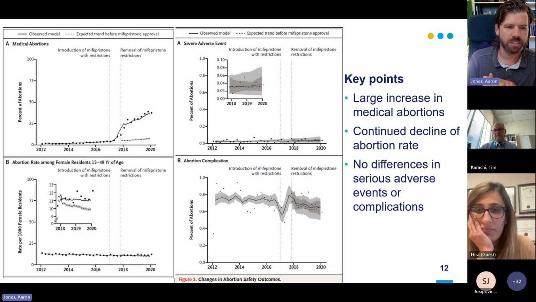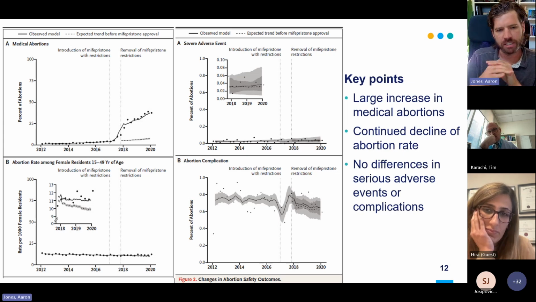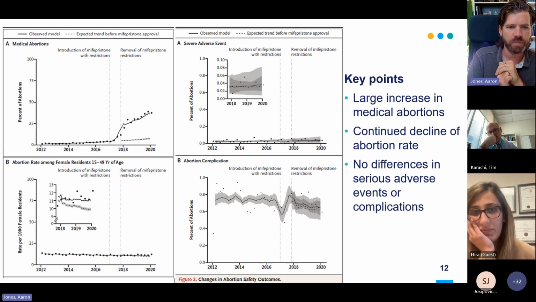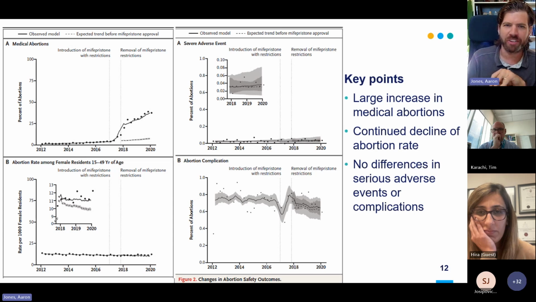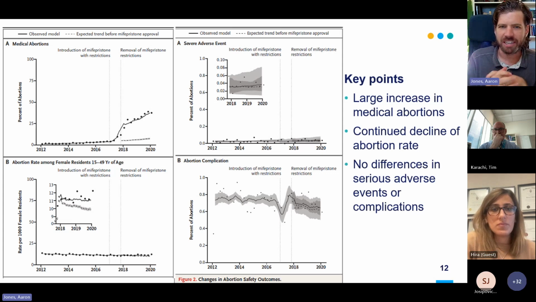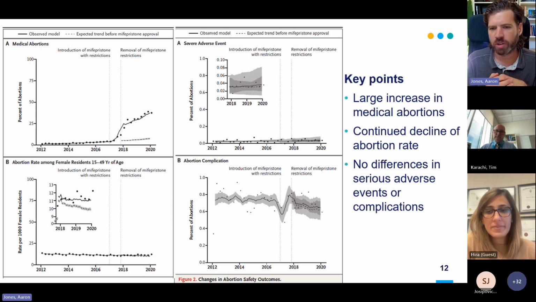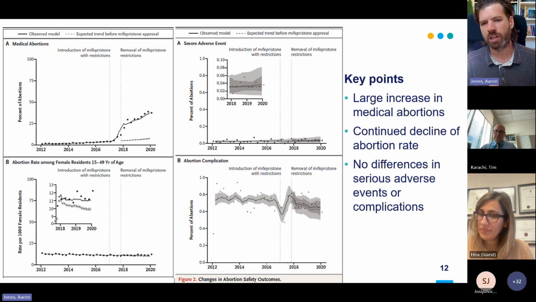At the same time, in the bottom left, you can see the overall rate of abortions actually continued to follow a decline. And the two panels on the right are the outcomes here, which are severe adverse events as well as abortion complications. Again, the data is probably a bit small to parse out the lines there, but the key message is there were no differences around the times when the drug was made available with severe adverse events or abortion complications. So there were no safety signals or concerns at all.